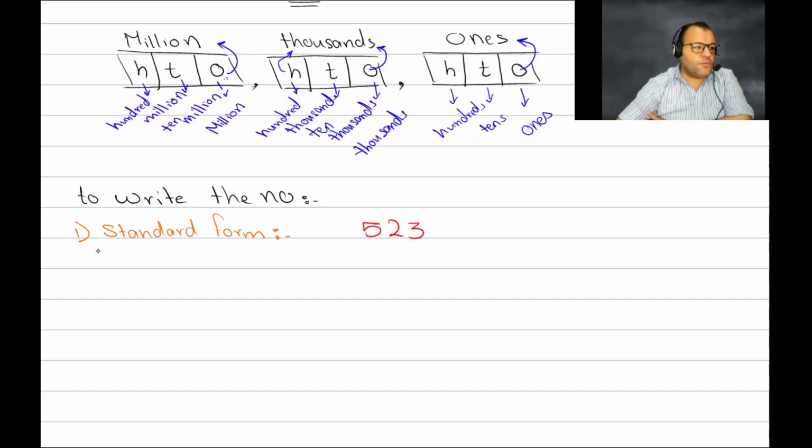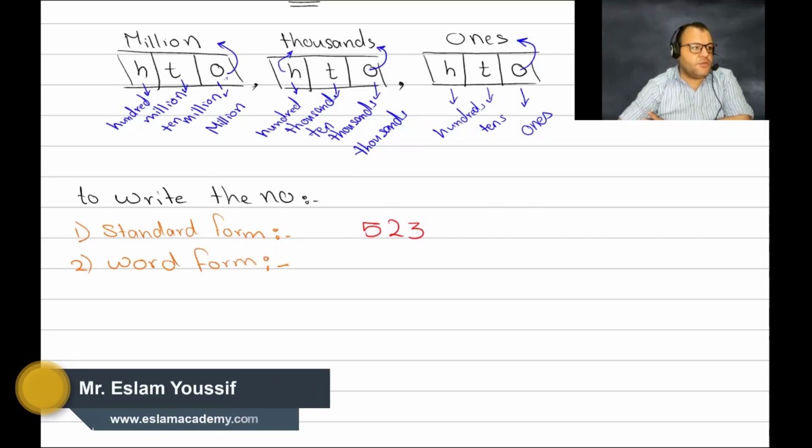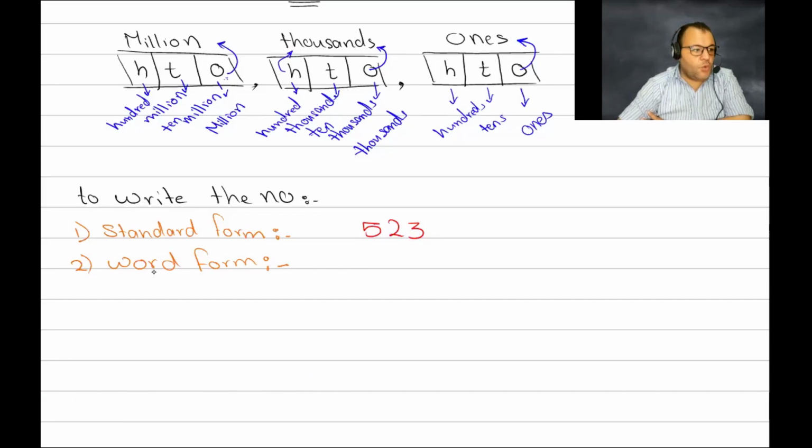The second form is the word form. What is the word form? We use words to write the number. How do you read this number? It's 523. So I will use words. Instead of using numbers, I will write it in words.